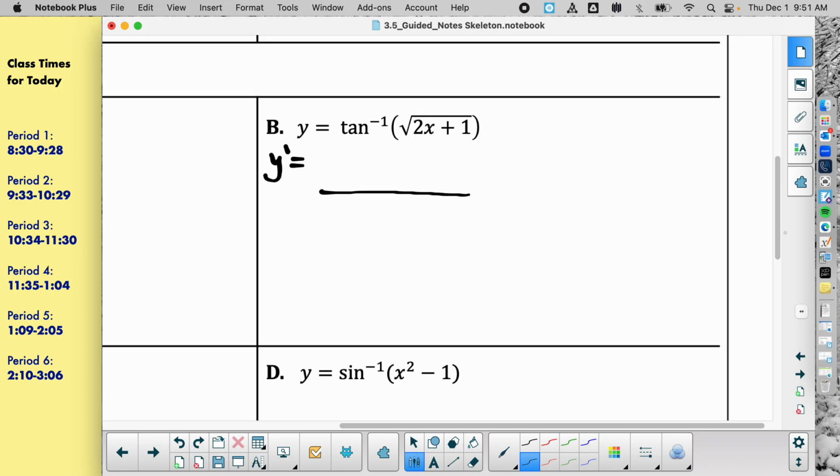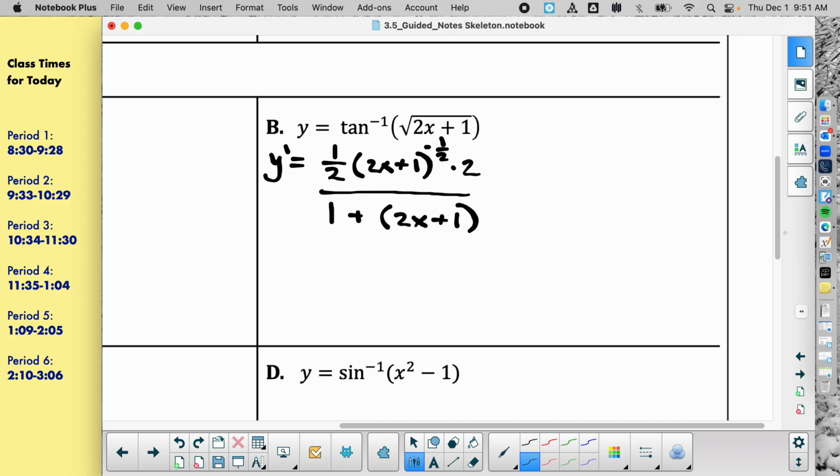And I'm sure everybody here writes things slightly differently. So the derivative of 2x plus 1 to the half power would be 1/2 times (2x plus 1) to the negative half, times 2. The bottom is going to be 1 plus whatever the u is, squared. Now because we've got a square root, when you square it, it becomes just whatever was inside the root.